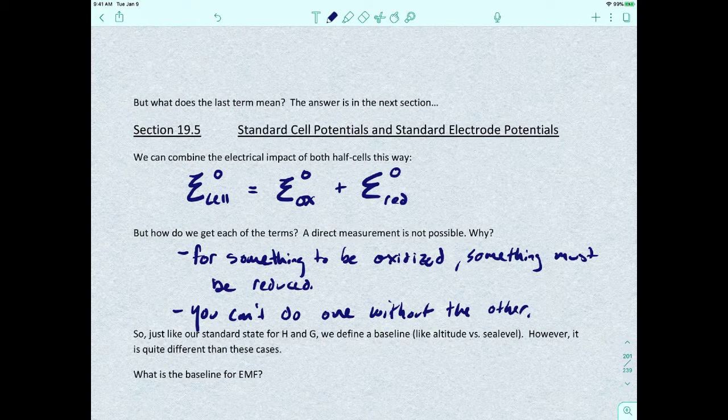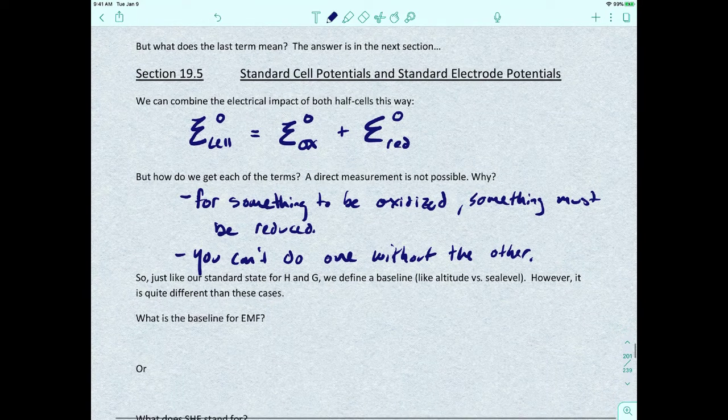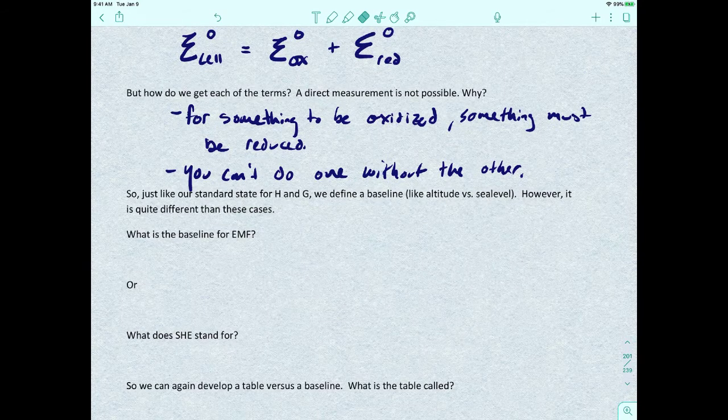Now, just like enthalpy and Gibbs free energy, we have to define a baseline, like altitude versus sea level. However, it's quite different than these cases. The baseline for electromotive force is that we want a reaction to generate no voltage. So we want the electromotive force of this cell to be 0. That's our baseline, 0 volts.